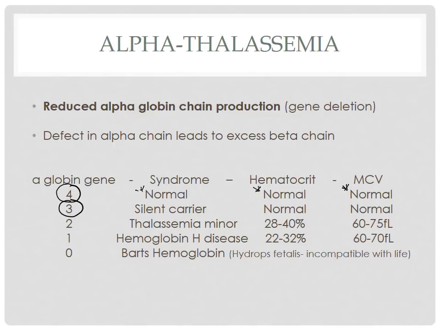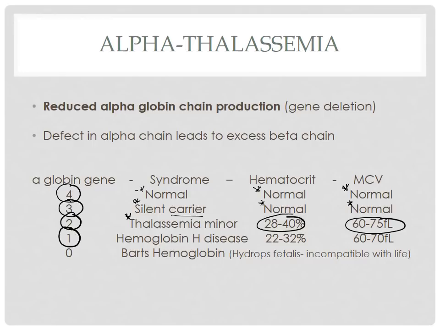If there is 1 gene deleted, so they have 3 normal alpha genes with 1 gene deletion, these patients are considered a carrier. So they're a silent carrier. They still have normal hematocrit and normal MCV. If there are 2 chains deleted, 2 normal chains present, these patients are characterized as having thalassemia minor, and they will have a decreased hematocrit and a decreased MCV. And it's mild to moderately decreased.